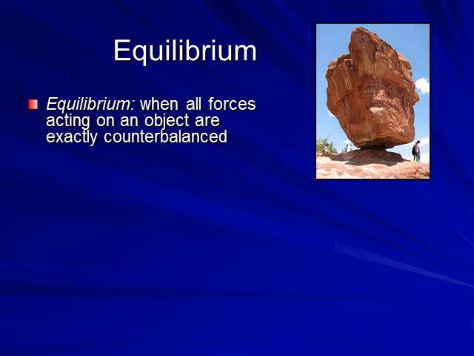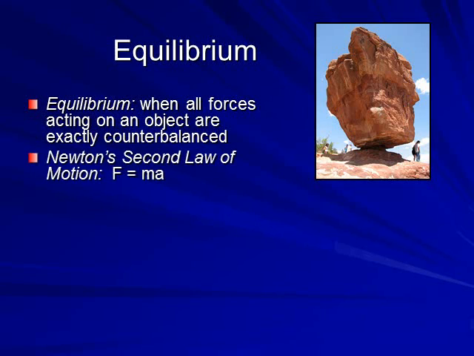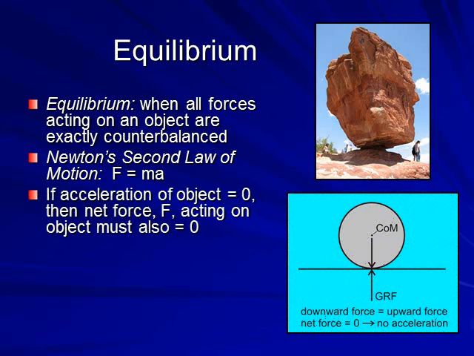Equilibrium. What is equilibrium? Equilibrium is a condition when all the forces acting on an object are exactly counterbalanced. Equilibrium is based on Newton's second law of motion, where F equals ma, or force equals the mass of the object times acceleration. So if we have an object that's not accelerating, or its acceleration is equal to 0, then the net force acting on the object, F, must also be equal to 0.